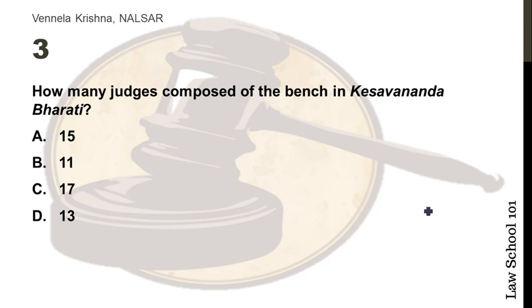So how many judges composed of the bench in Keshavananda Bharati? The answer is 13. A bench is the name given for a group of judges who decide a case. The highest number of judges possible in an Indian bench is 13, one that was convened only once in the history of independent India, in the case of Keshavananda Bharati. So please remember the name of the case and its significance.